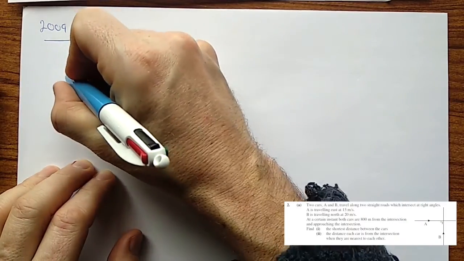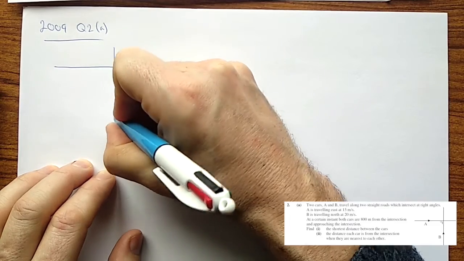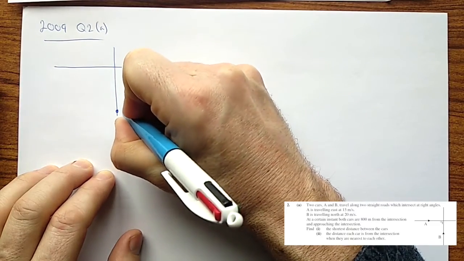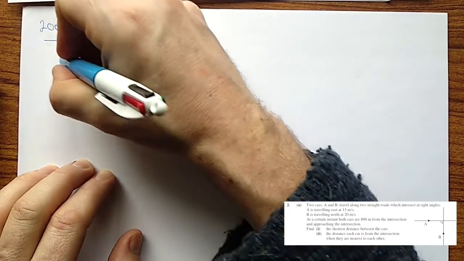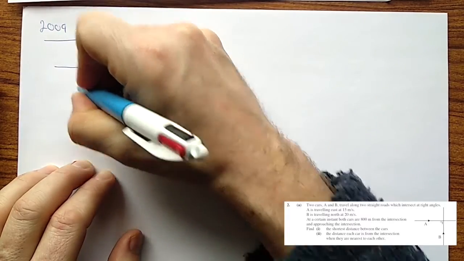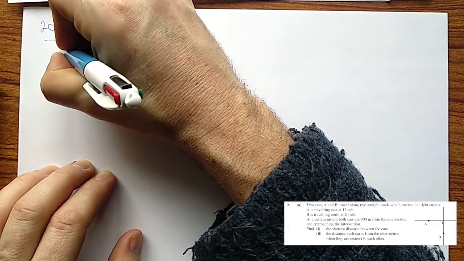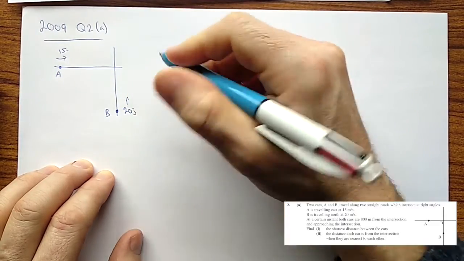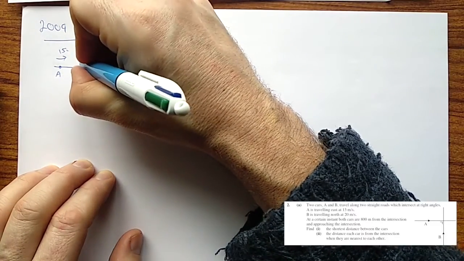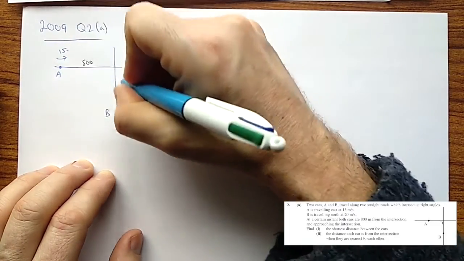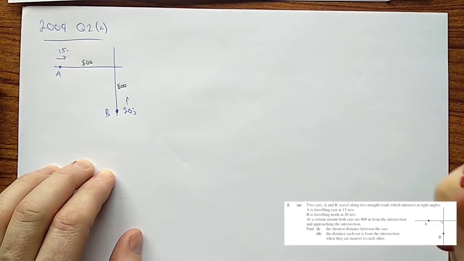So let's just get a little bit of diagram down for this. So there are our roads. B is going at 20 this direction. A is over here, going at 15i, of course 20j. All right, I like to put my distances in different colours so I don't confuse them with speeds, so they're both 800 at this particular moment in time.